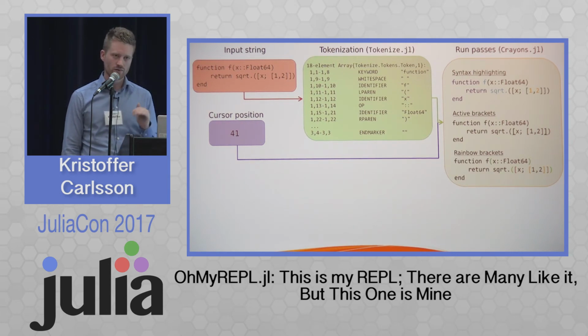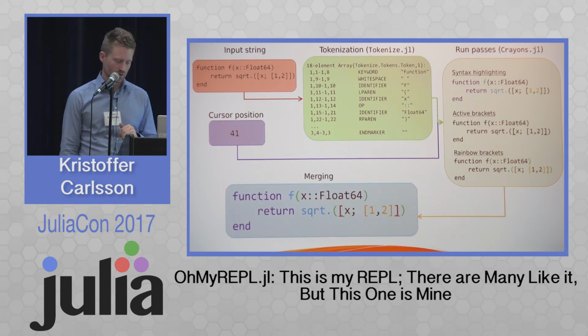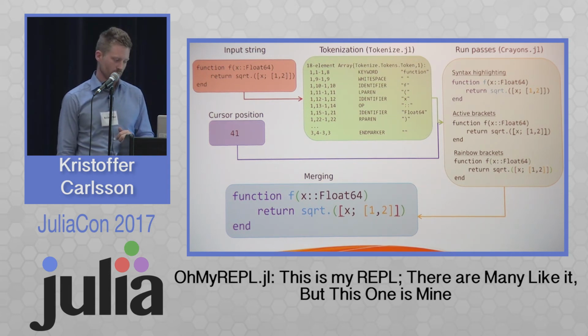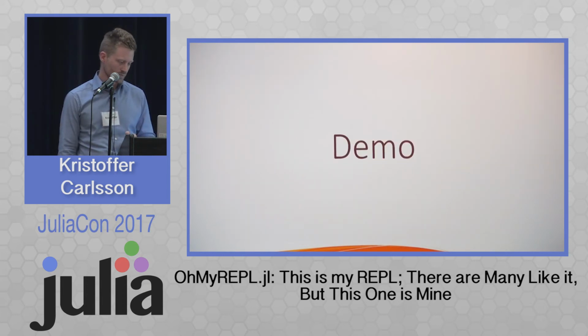And then finally, when all the passes have done their thing, we do the merging with this multiplication, as I said. So this would be the final result that is shown in the REPL. Here you have all the syntax highlighting, you have the bolded brackets where the cursor is, and you have the colored brackets for how they're matched. Okay.